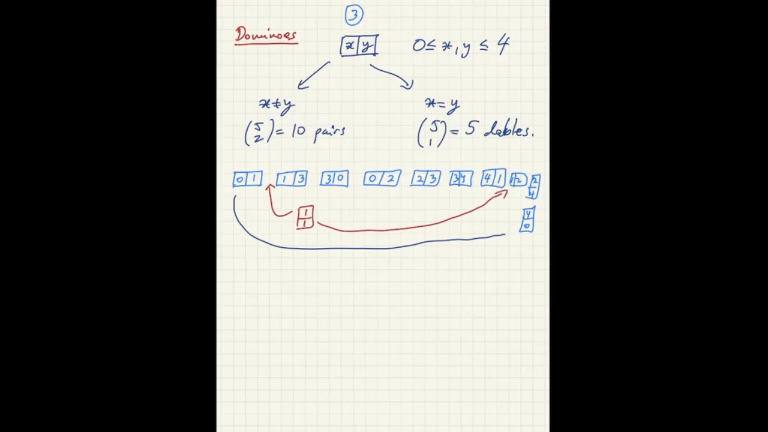So you have actually two possibilities where you can insert it. And similarly for any other piece that has a double. So if you have a 0, 0, that could go here, or it could go here between 1, 0 and 4, 0. Okay.